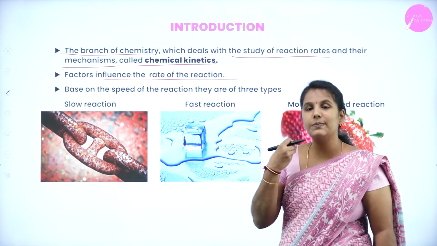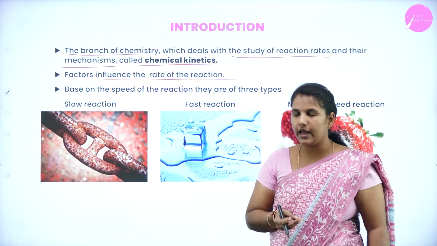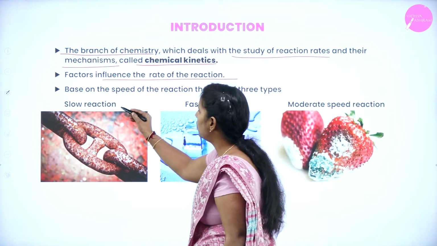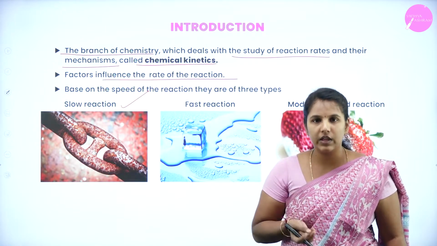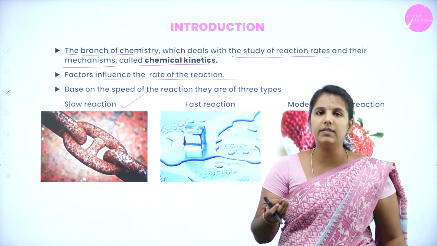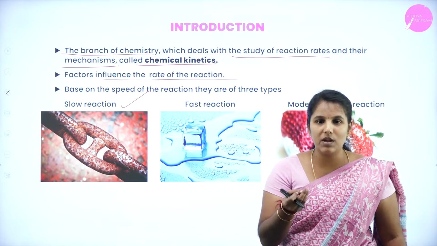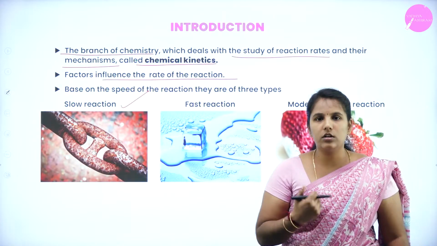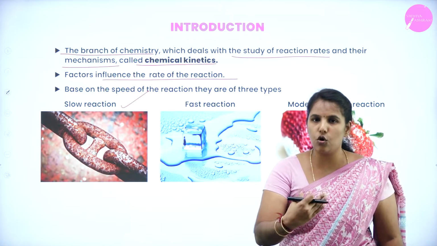Based on the speed of the reaction, there are 3 different kinds of reactions. The first one is the slow reaction. For example, in the rusting of iron, if you keep an iron nail for a longer time, say about 2 or 3 months, it takes a long time to convert into rust. It takes 2 to 3 months. It is a slow reaction.